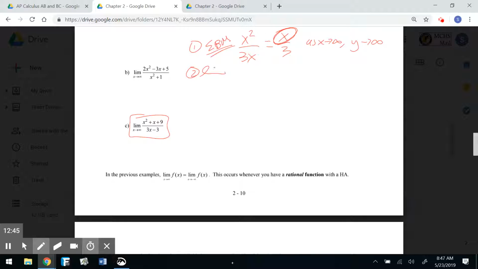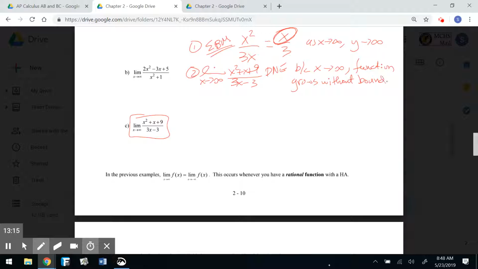Step 2, the limit as x approaches infinity of x squared plus x plus 9 over 3x minus 3. We say that does not exist. And it's very important to say that because as x goes to infinity, our function, we like to say, grows without bound.